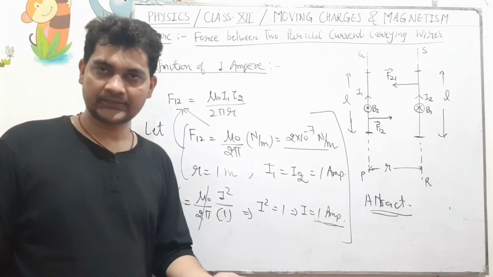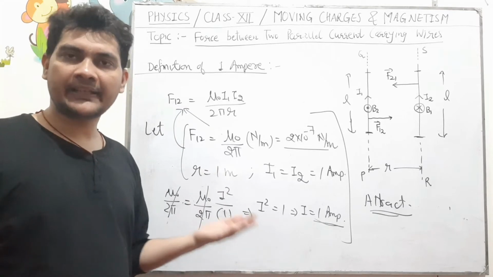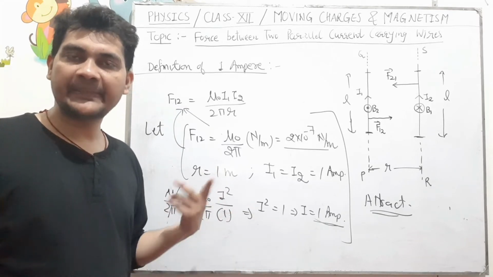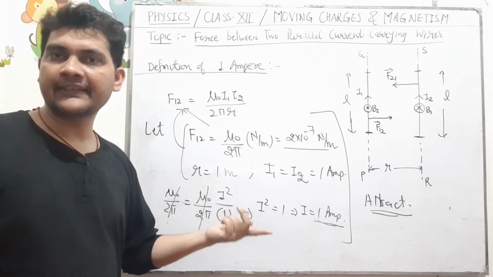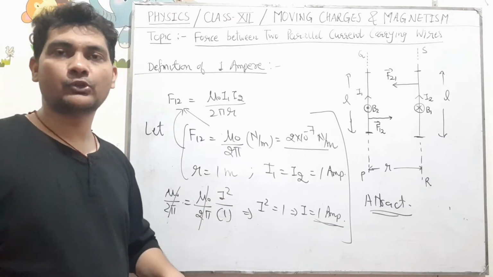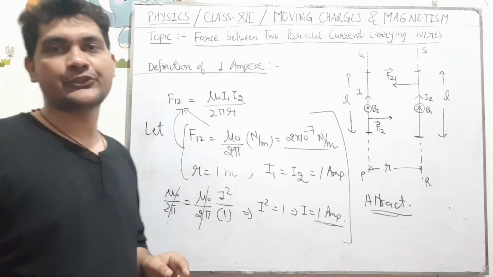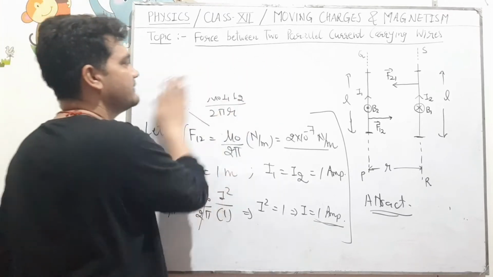I am defining this. 1 ampere is the equal current flowing in two parallel wires separated by 1 meter distance, and they are attracting or repelling each other by a force mu naught by 2 pi Newton per meter. So this is the definition of 1 ampere using this expression. So this is a very, very, very important topic, students.